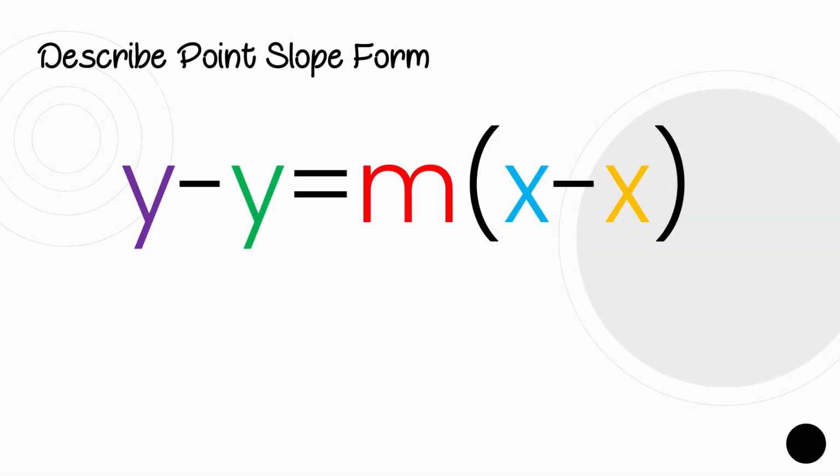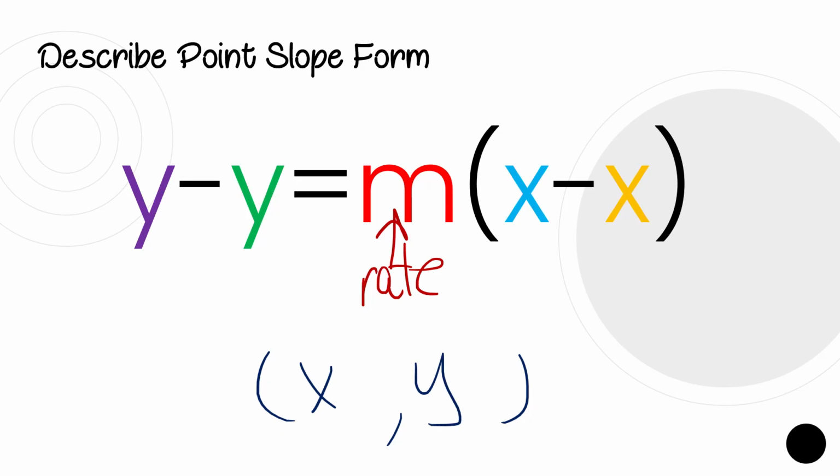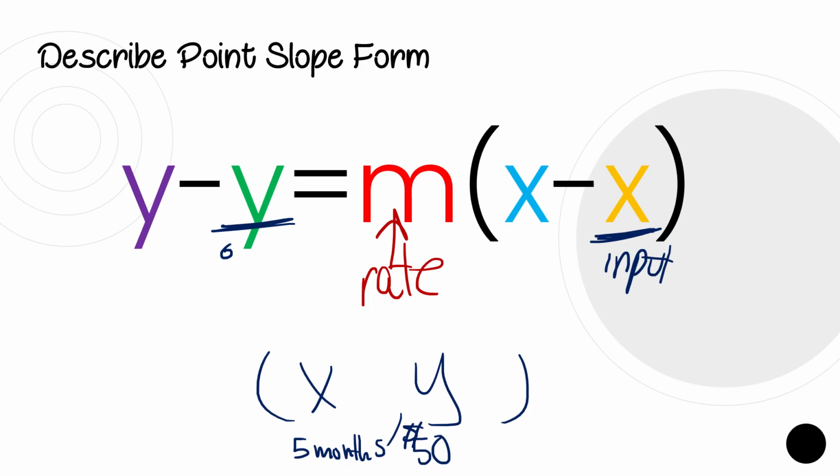Now, what if I don't know the beginning? I still have my rate, but what if I have a point in time? Meaning, let's say in 5 months, I have $50. That's a point in time. And so for a point in time, we would have to use point slope form. So your input versus your output number.